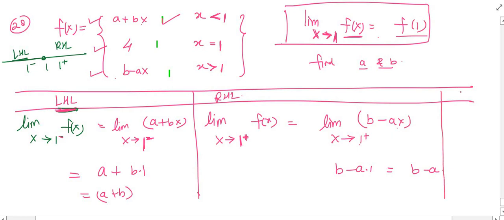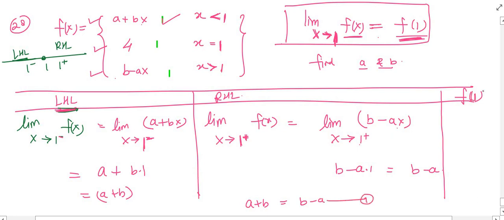Now what is f(1)? See, they are saying the limit is existing and it is equal to f(1). Otherwise they would have told the limit will not exist. If they are telling that the limit value is f(1), that means the limit exists. That means we can say that a plus b is equal to b minus a. This is the first equation. Correct?